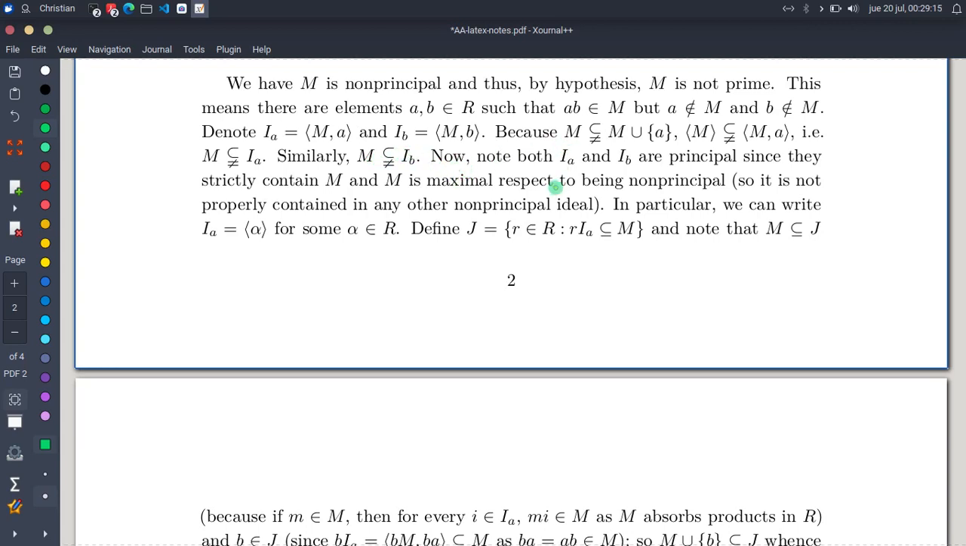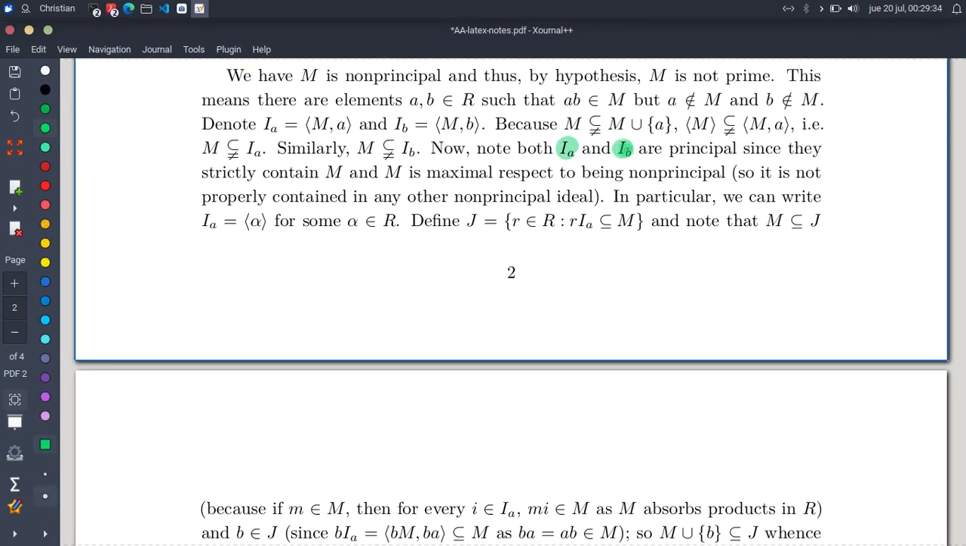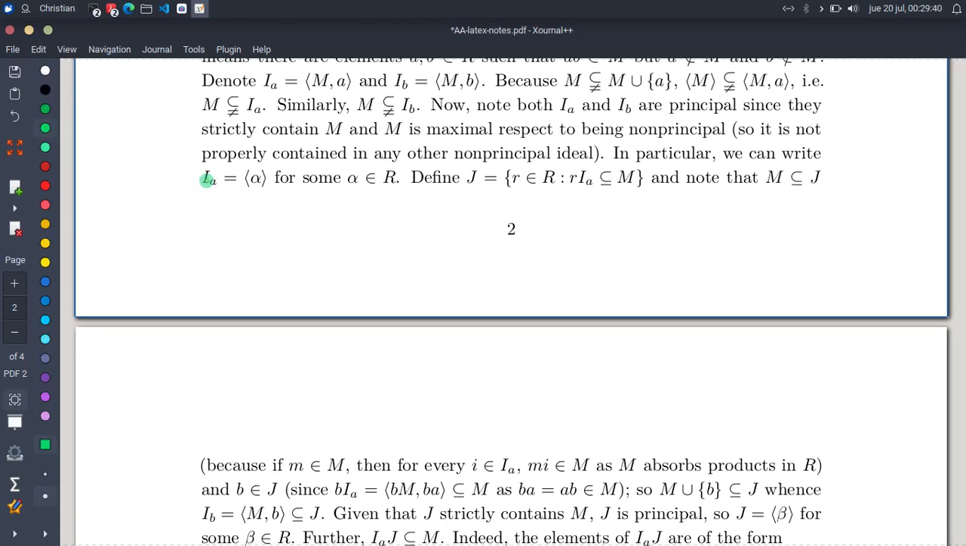Now note that both I_A and I_B are principal because they strictly contain M, and M is maximal with respect to being non-principal. So it is not properly contained in any other non-principal ideal. That is, both I_A and I_B have to be principal. In particular, we can write that I_A is generated by some element alpha in R.